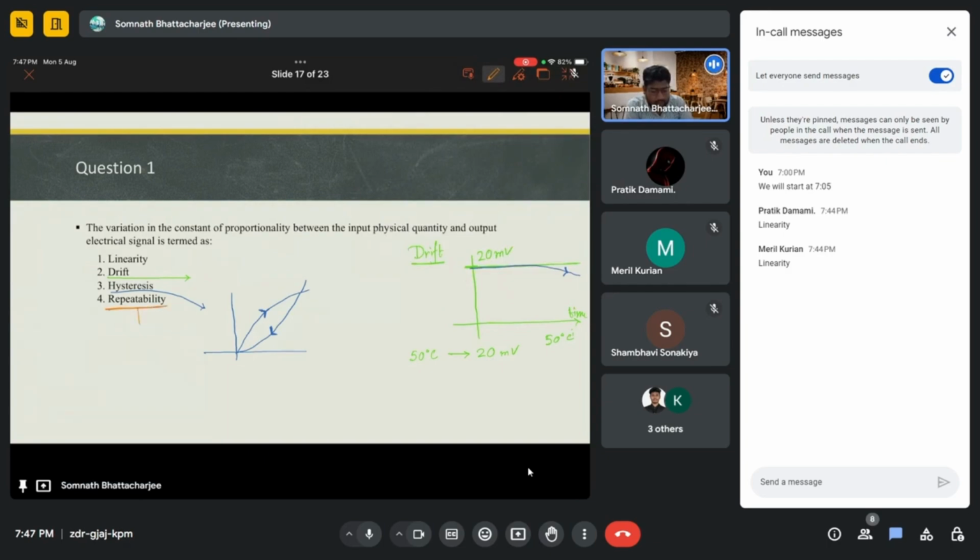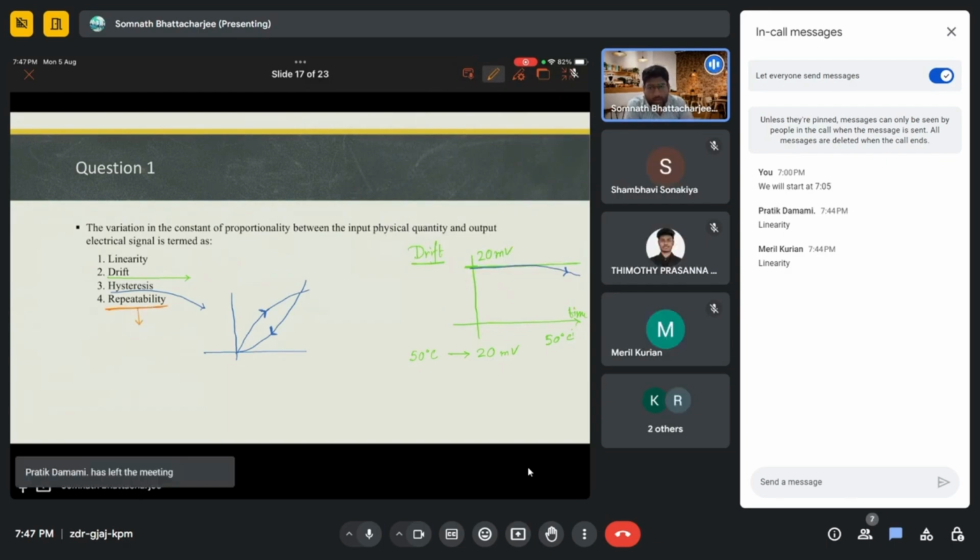Repeatability is obviously not this, because a sensor should be repeatable for this case. If we are going from this point, the sensor should every time go from this point. The answer is linearity, because it's the proportion between the physical quantity with respect to the electrical signal given to it. Let's move on to the second question.